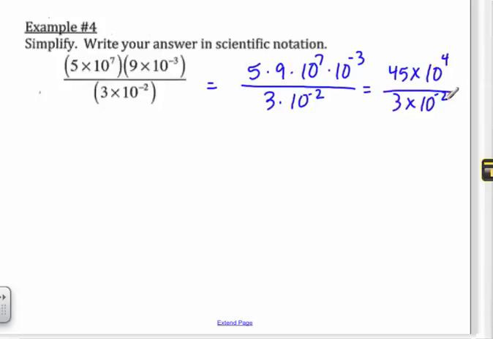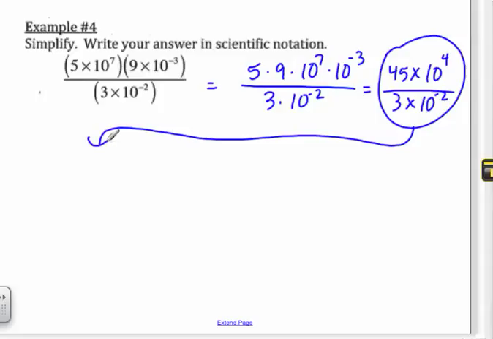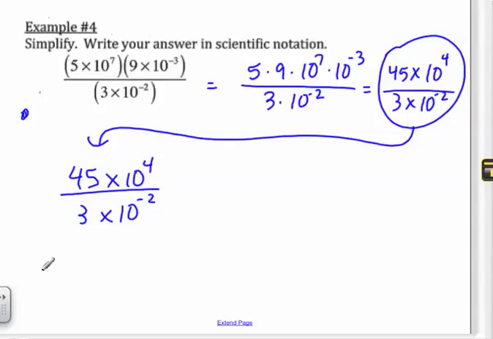Okay. Now I'm ready to do some stuff. I'm actually, guys, if you don't mind, I'm going to take this. I wonder if I can move this stuff. They won't let me. The Smartboard doesn't let me do what I want to do. It lets me do stuff, but not the stuff I want to do. All right? I'm going to take this stuff, guys, and I'm going to write it over here. 45 times 10 to the 4th over 3 times 10 to the negative 2. What would you do now?